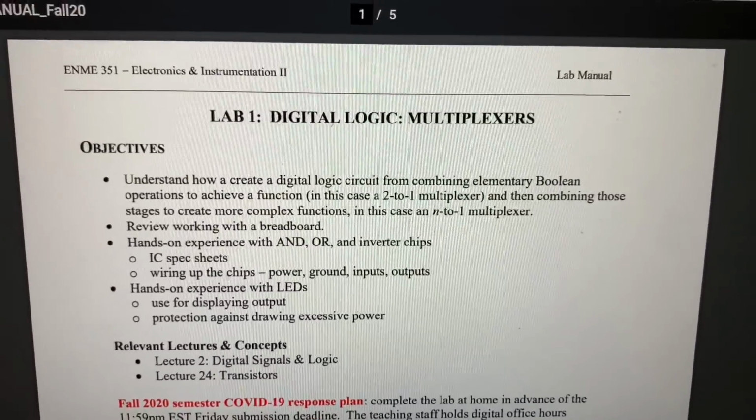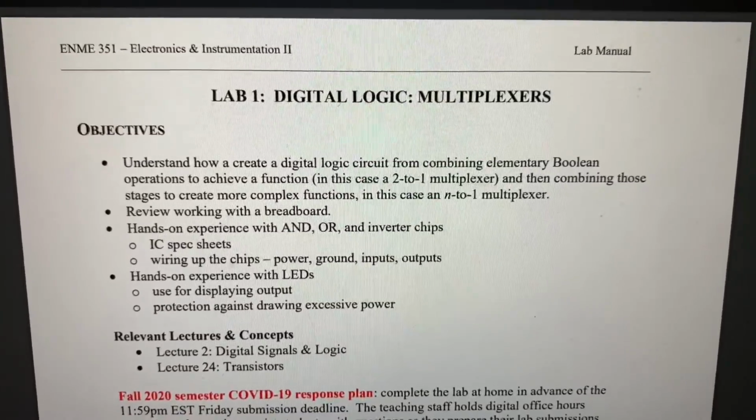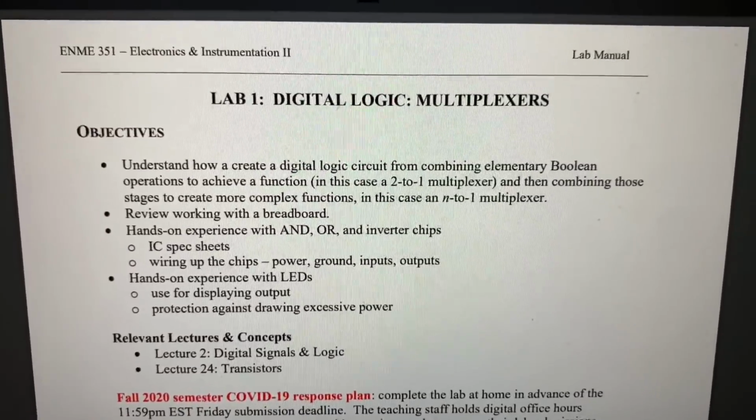Hi, this is Lab 1. I'll be discussing my answers for pre-lab questions 1 through 5 and in lab 1 through 3.